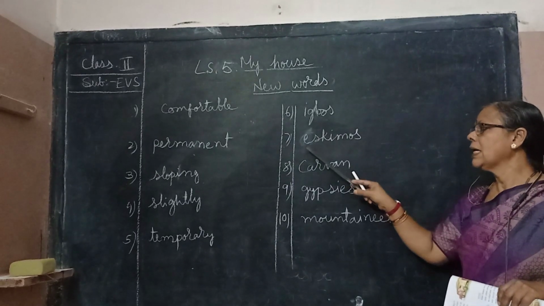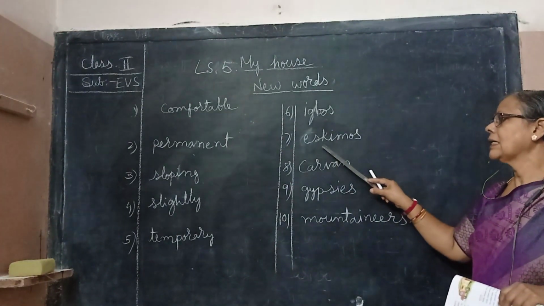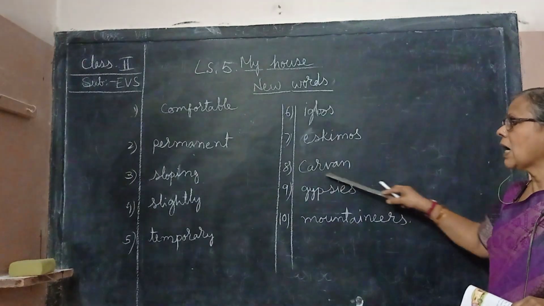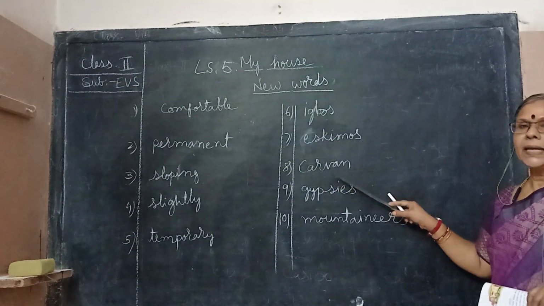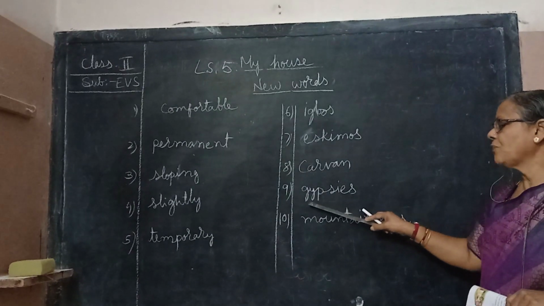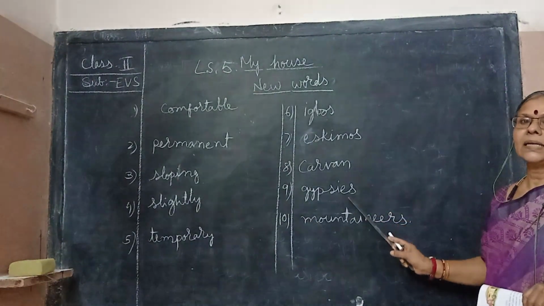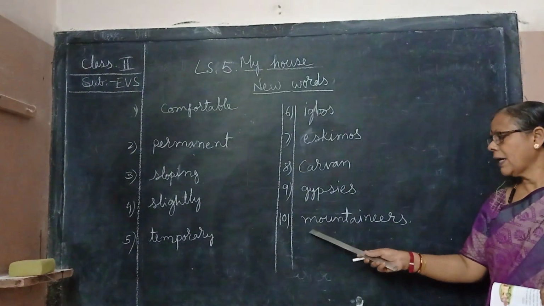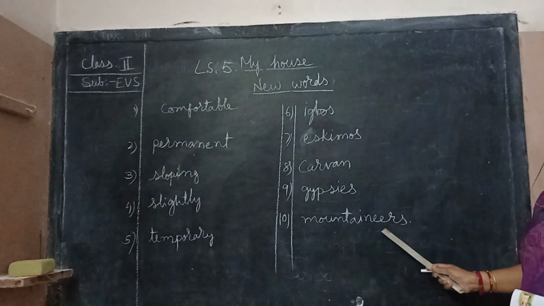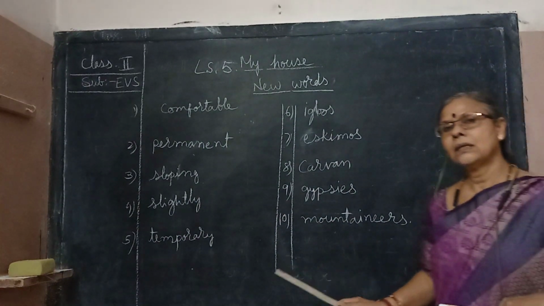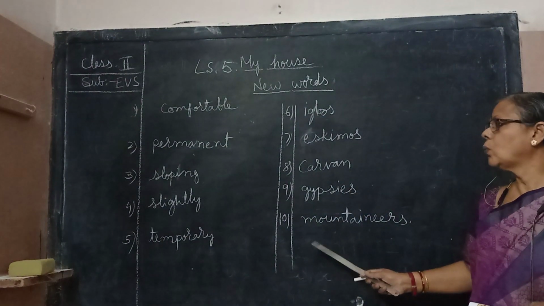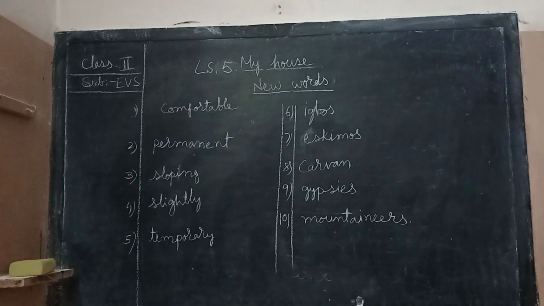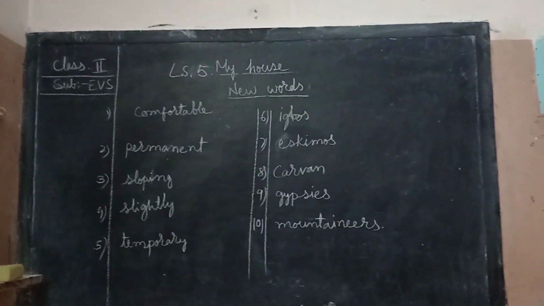Igloos. Eskimos. Caravan. Gypsies. Mountaineers. These are the 10 words I have given you. I'll show you closely and read once again these spellings also.